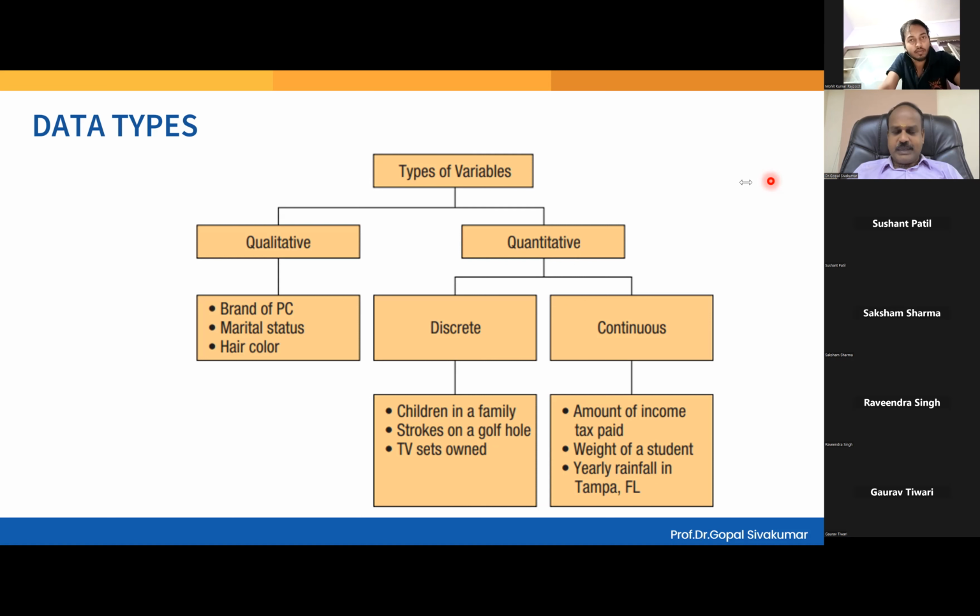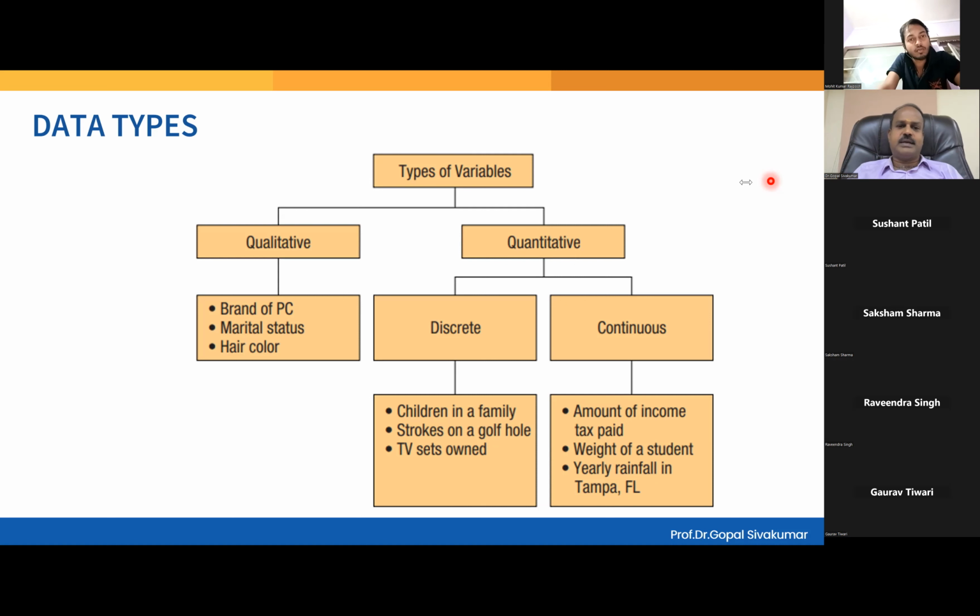But if it is measurable, let's say one item is having a weight of 100 kg, and another item is having a weight of 84 kg. Now the difference is 16 kg, isn't it? And both items together will be 184. So addition is also possible, subtraction is also possible.